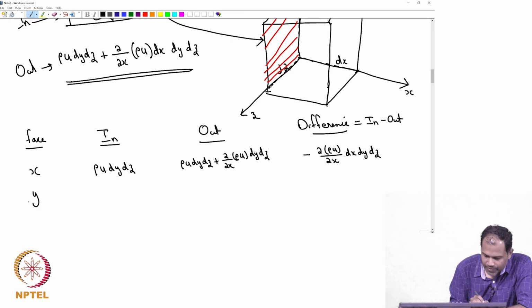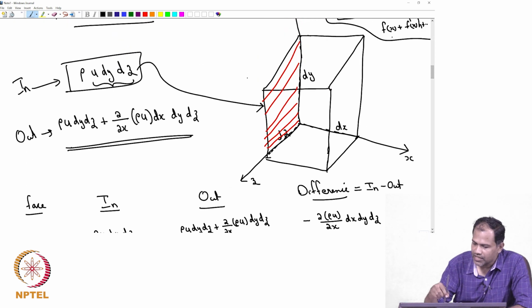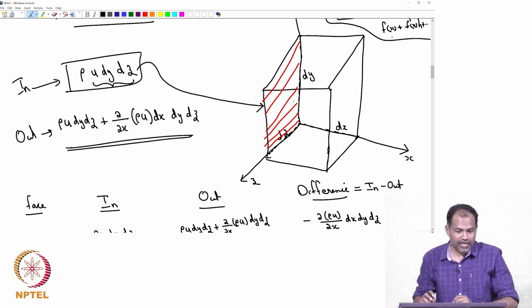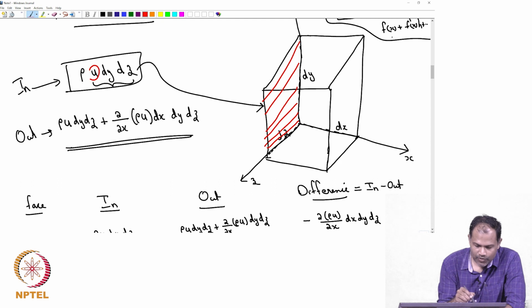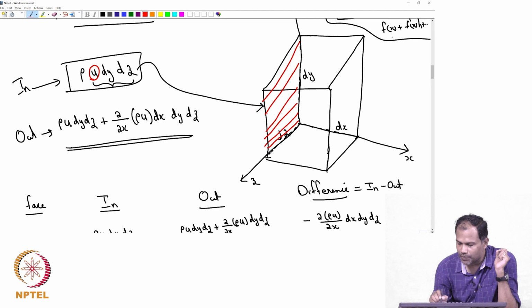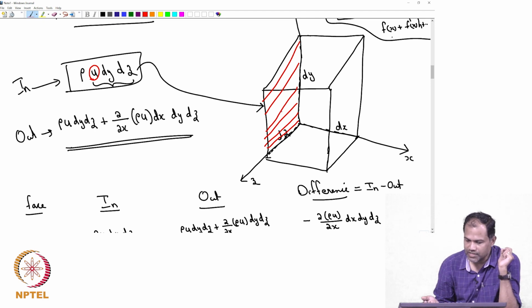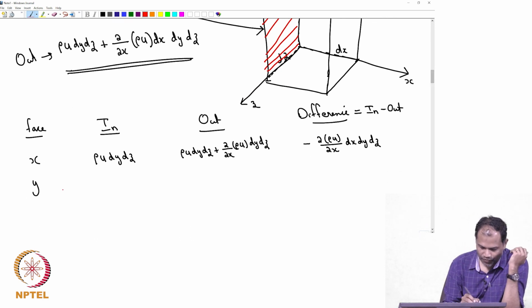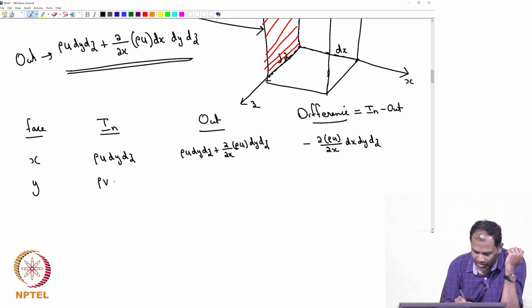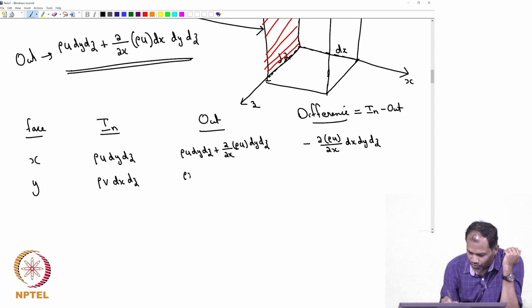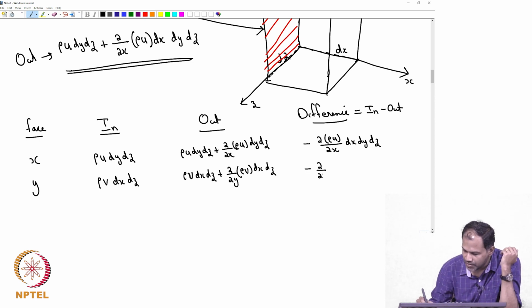Similarly, for y: in the previous case we were looking at fluid going in through the area dy dz in the x direction, and therefore we used the x component of velocity u. Now, if we are interested in flow in the y direction, then we look at the y component of velocity, v. The one entering is rho v times the area dx dz, and out will be rho v dx dz plus del by del y of rho v dx dz dy, and in minus out will be minus del by del y of rho v times dx dy dz.